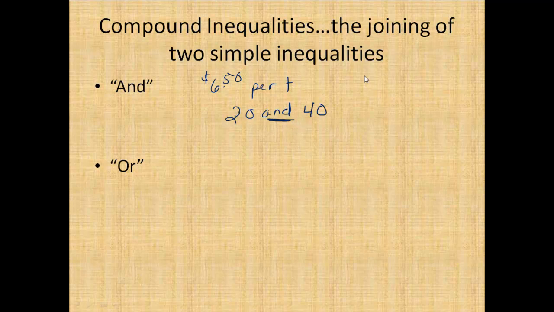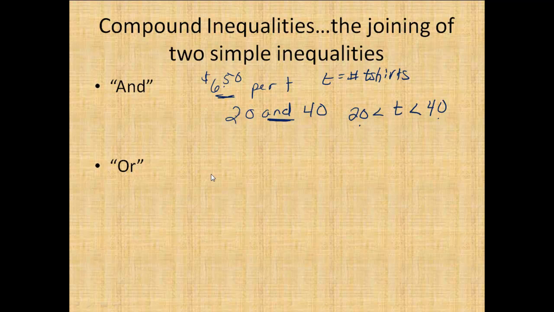But now if we wanted to set this up using the actual inequality, I'm going to let T represent the number of t-shirts. My inequality then would be 20 is less than, and depending on the rules for the company it might have "equal to" there, T, which is less than 40. So this is telling me that the number of t-shirts in order to get this price has to be between 20 and 40.